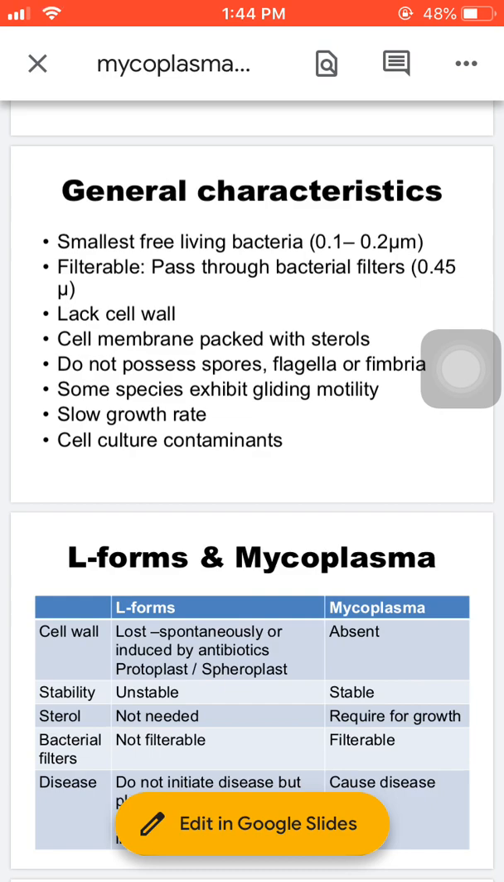So it's a very important MCQ. They might ask you to identify or mention the cell culture contaminant. So one of the cell culture contaminants is Mycoplasma pneumoniae.